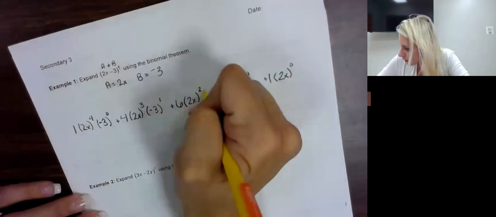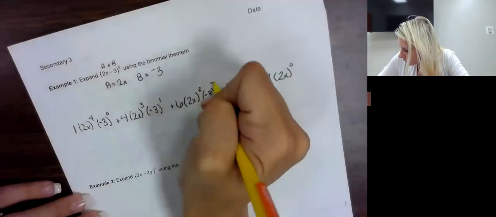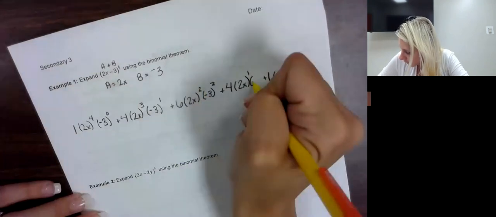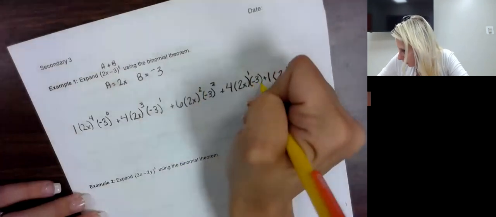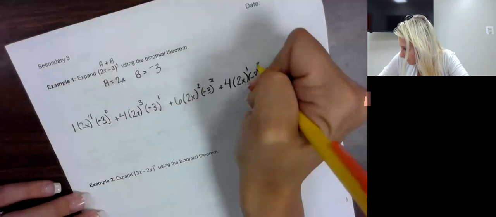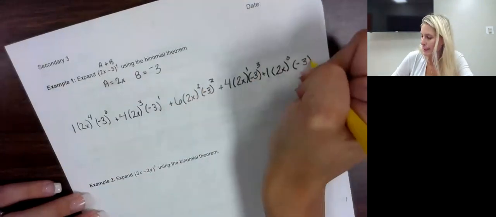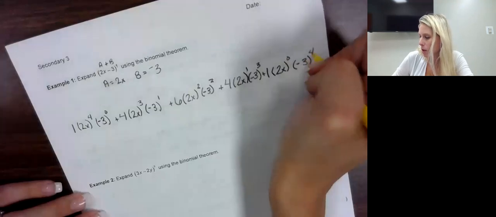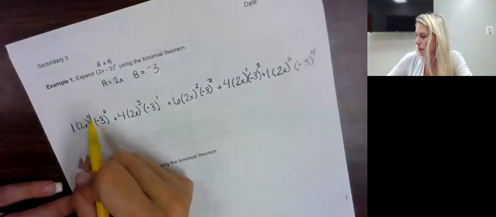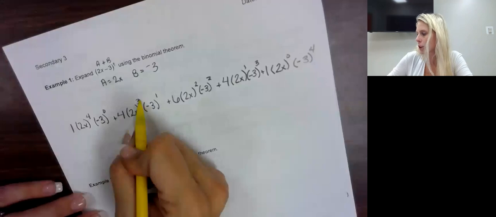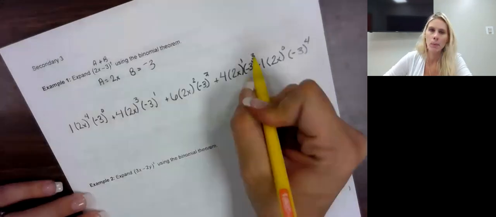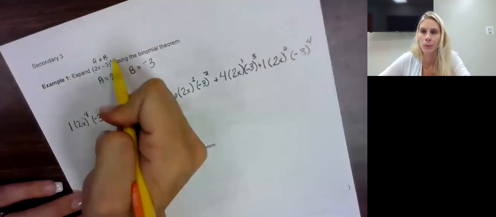Squared. Now, as I write this, do you see another pattern that could help you if you made a mistake somewhere in this? All the exponents added together: 4 plus 0, 3 plus 1, 2 plus 2, 1 plus 3, 0 plus 4. They all equal the exponent of what we're trying to expand this to.